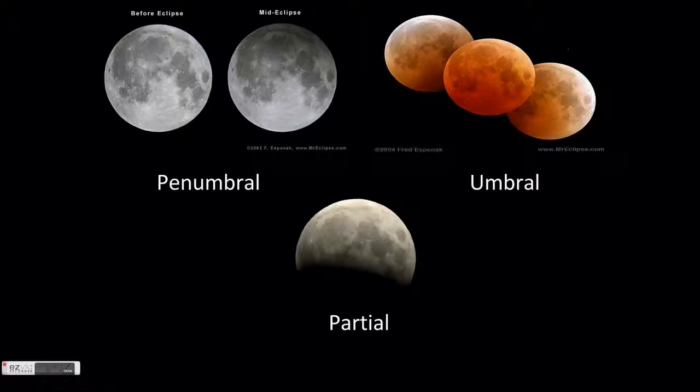A penumbral eclipse appears like a light shadow covering most of the moon, while an umbral eclipse is the most pronounced, making the moon appear as if it has a reddish light cast over it. Finally, a partial eclipse appears like a dark shadow is covering just part of the moon. These eclipses usually last for about 3 hours, much longer than solar eclipses, and they are also visible to most of the night sky.